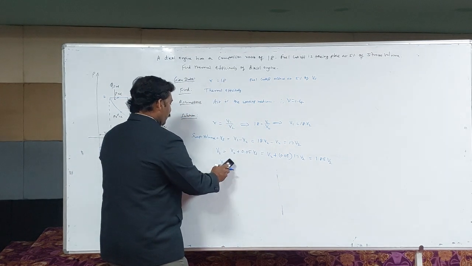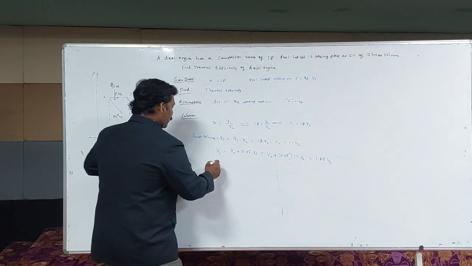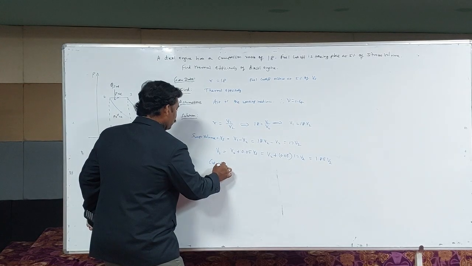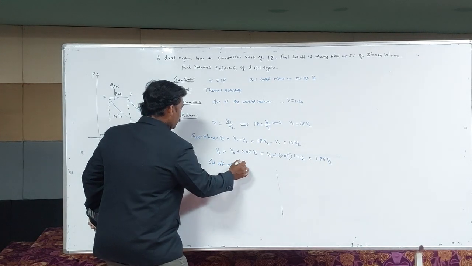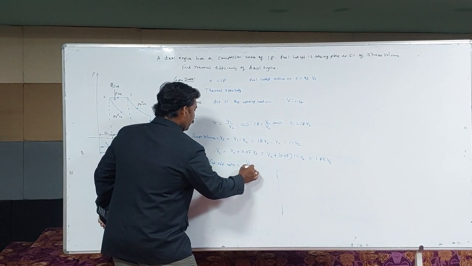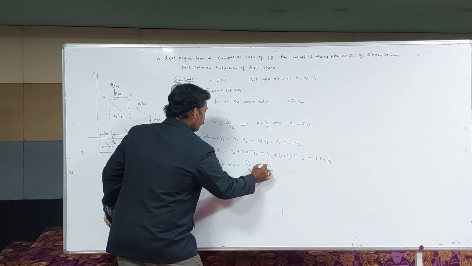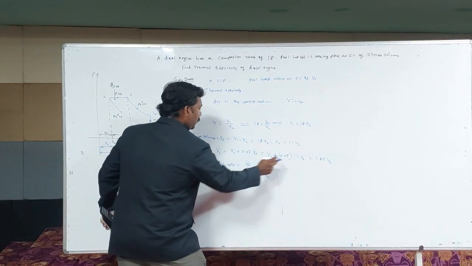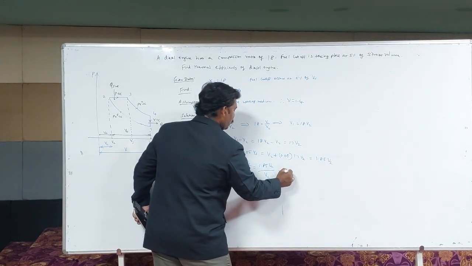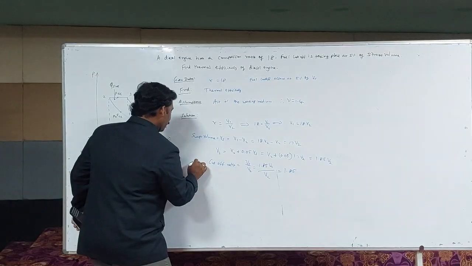So now we have to find out what the cutoff ratio is. The cutoff ratio is equal to V3 by V2. So 1.85 V2 by V2, because V3 is 1.85 times V2. So we get 1.85. This is the cutoff ratio.